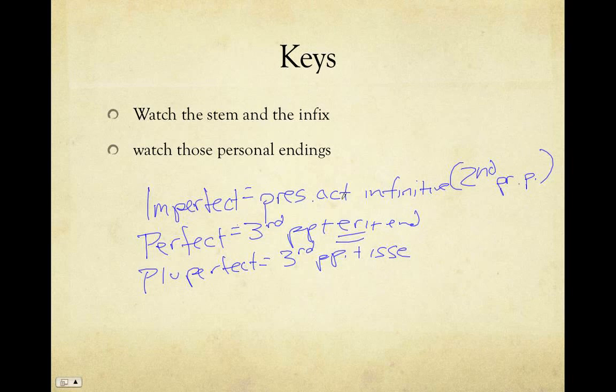So watch those. If you see a present active infinitive acting as your stem, you know it's the imperfect subjunctive. If you see that eri on a third principal part, you're probably dealing with the perfect subjunctive. And if you're dealing with the third principal part plus isse plus the endings, you've got a pluperfect subjunctive. So watch those stems and the infix, and then watch the personal endings. They're going to tell you who's doing the action.